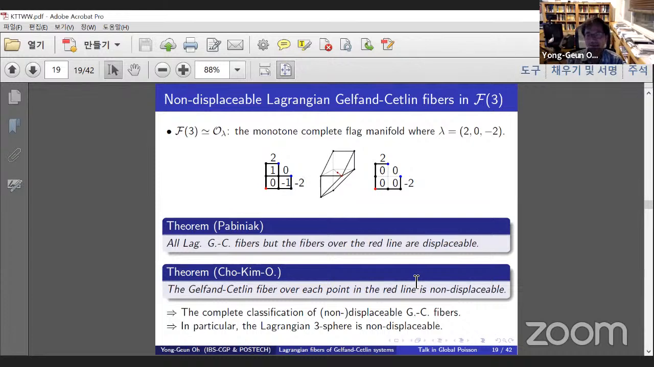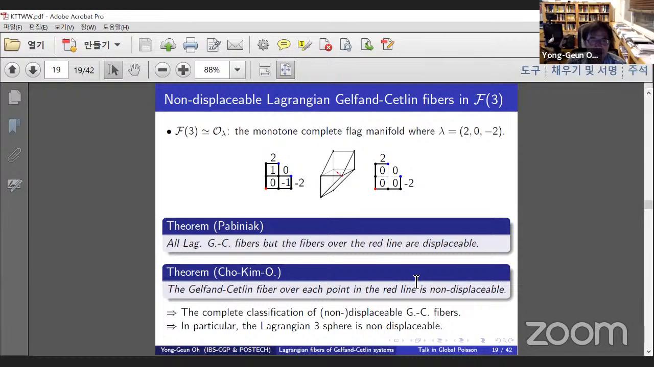Okay? And then, by some continuity argument, if you show that all the fibers from the red lines are non-displaceable, then that Lagrangian sphere located at the vertex is also non-displaceable by continuity argument. So that's how we will show it. An interesting thing about this particular example is that we have a complete answer to the question about which fibers are displaceable and which fibers are non-displaceable.